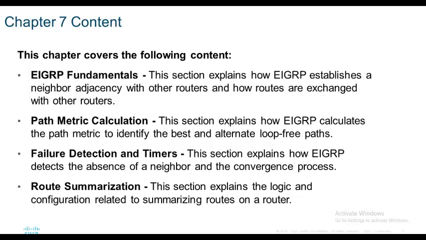So we can enable summarization globally as well as at interface level. Interface level summarization, we call it manual summarization. Yeah, EIGRP supports two types of summarization. One is manual summarization, which is done under the interface. The other one is the global summarization, which is enabling auto-summary.